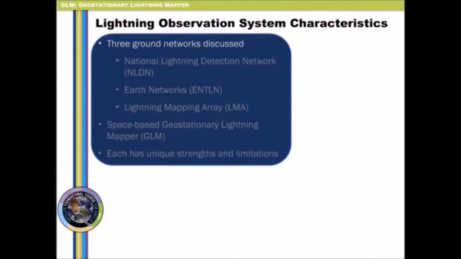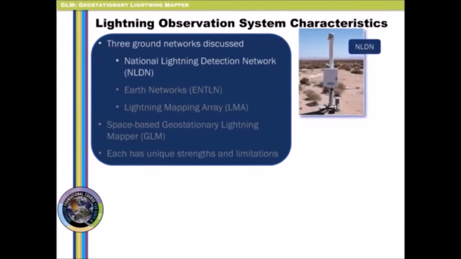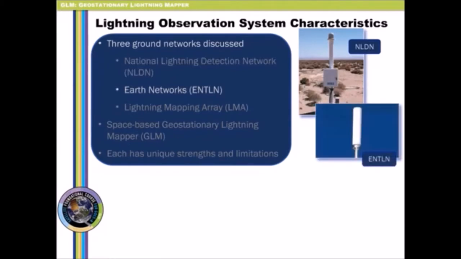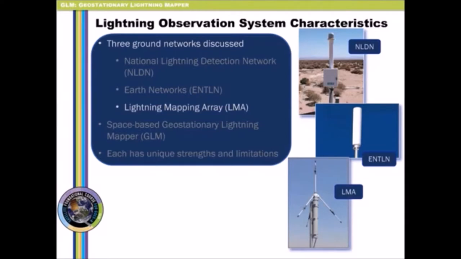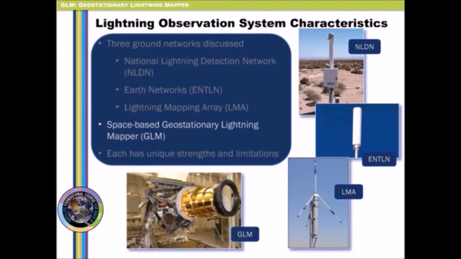Three ground-based networks are currently available in AWIPS, including the National Lightning Detection Network, or NLDN, Earth Networks, or ENTLN, and the Regionally Limited Lightning Mapping Array, or LMA. Observations from these networks will differ from the upcoming Space-Based Geostationary Lightning Mapper, or GLM. It is important to be aware of the unique strengths and limitations of these networks.